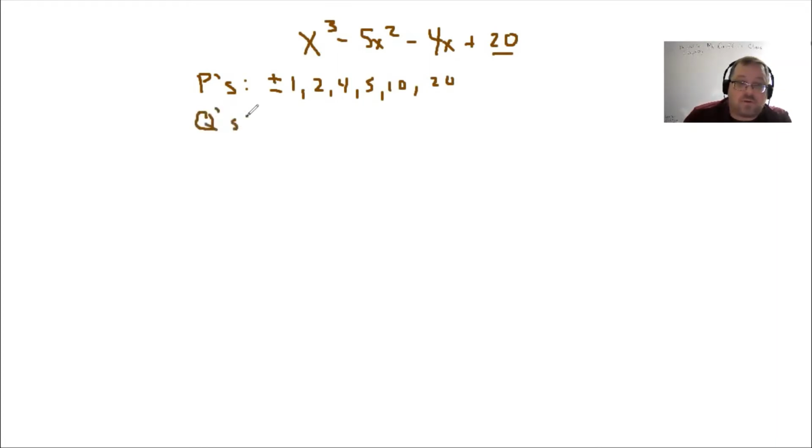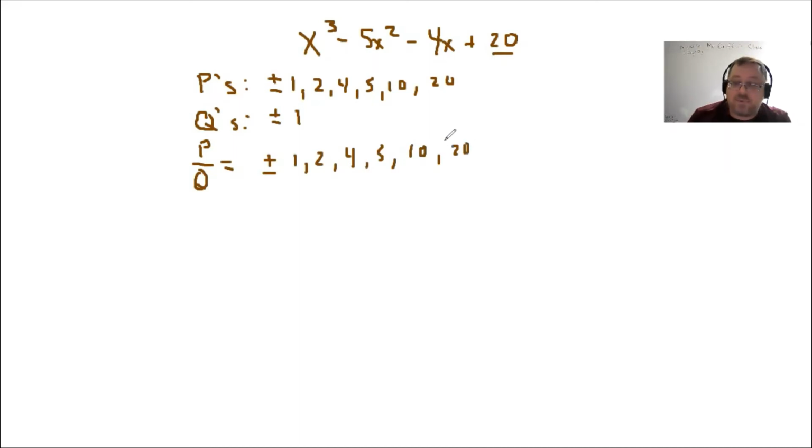And the Q's are the factors of the leading coefficient right here of the highest degree. So in this case, it's plus or minus 1. 1 times 1 is 1, and negative 1 times negative 1 is 1. So then I do the P divided by Q. And it works out good when this is 1 because the P divided by Q is simply the P's. Plus or minus 1, 2, 4, 5, 10, and 20.